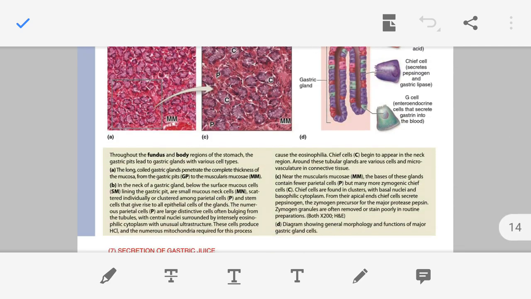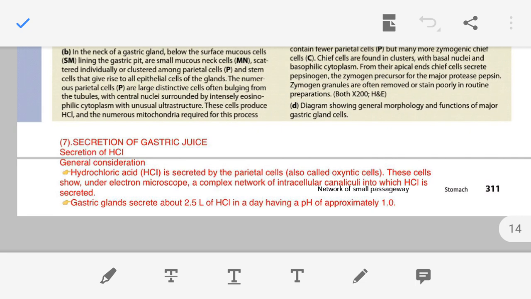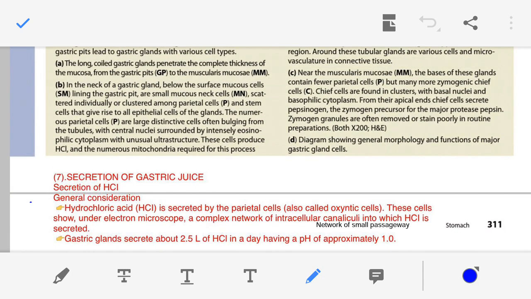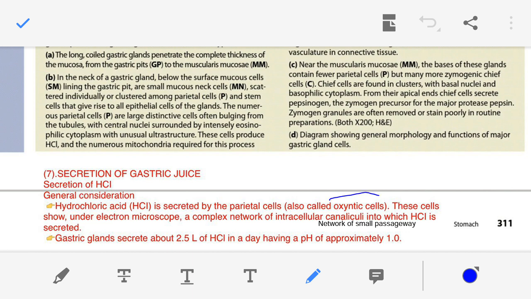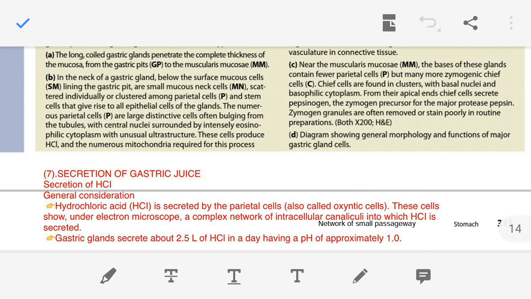Now moving on to the seventh point of our discussion, which is regarding the HCl. First of all, which are the cells that secrete HCl? HCl is secreted by parietal cells, which are also known as oxyntic cells. Now these parietal or oxyntic cells form a complex network of intracellular canaliculi. Canaliculi, now what is the meaning of this?